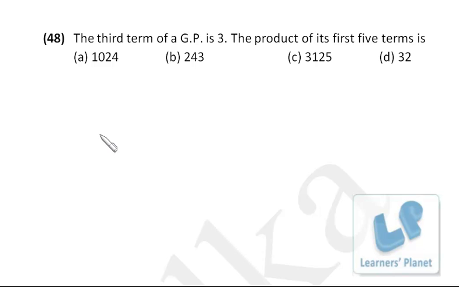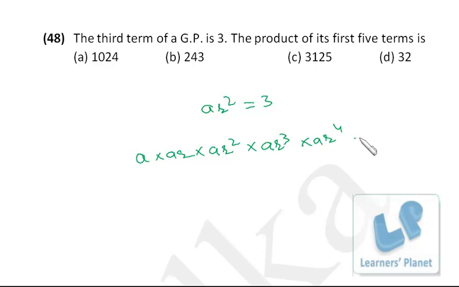The third term of a GP is 3. The third term is basically AR square, that's 3. Product of its first 5 terms. The product of first 5 terms is A into AR into AR square into AR cube into AR raised to 4. So that is actually A raised to 5, R raised to 10. Right, so that is actually AR square raised to 5. Now AR square we know is 3, so AR square raised to 5 will be 3 raised to 5, right? 3 raised to 5 is 243.